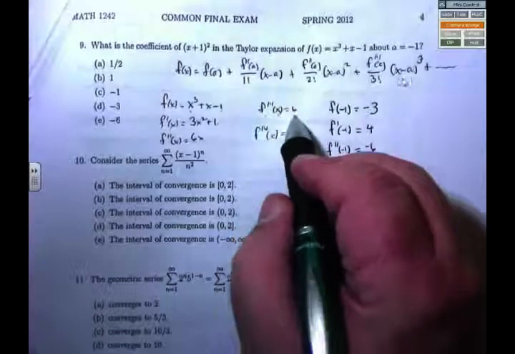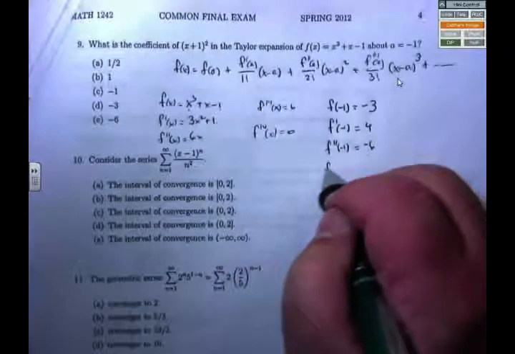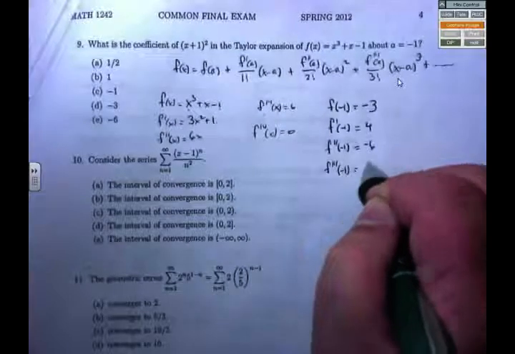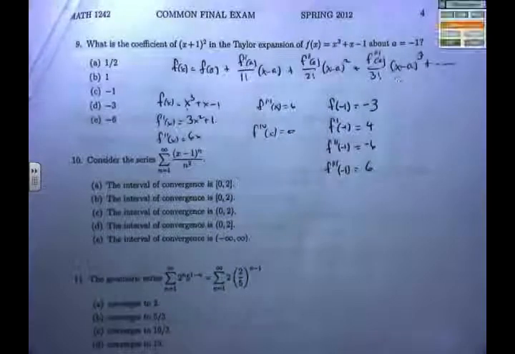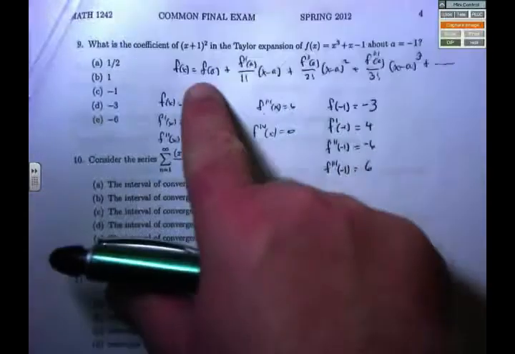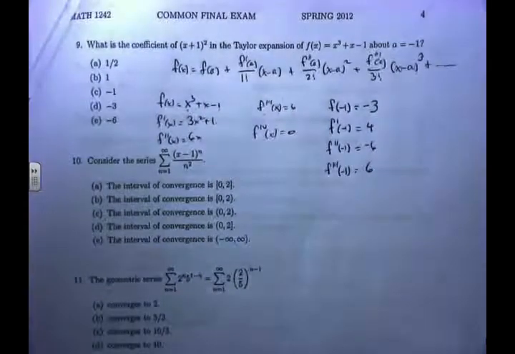F triple prime of negative 1? Well, that's just a constant. So that F triple prime is going to be just 6, and the 6th derivative is 0, so I don't need it. Okay? So now, plug this into your Maclaurin series.